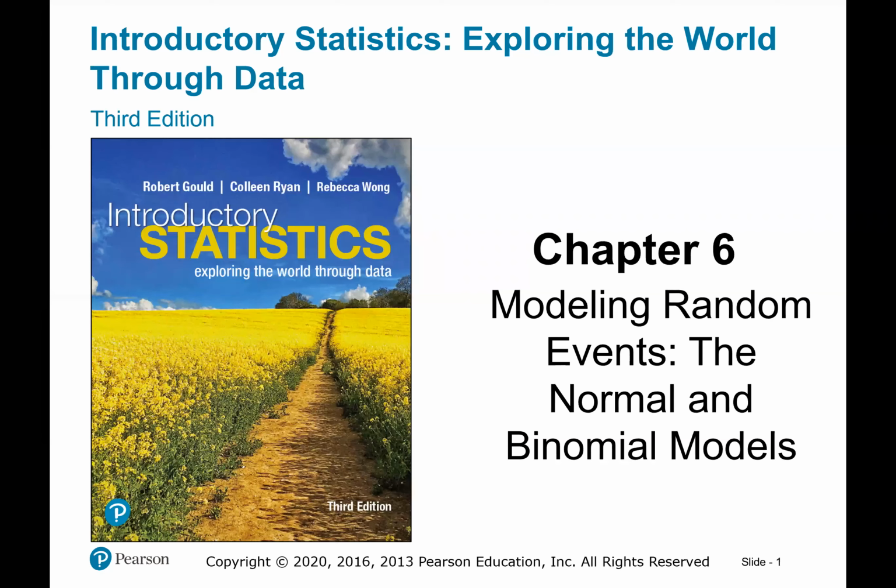Hi everyone. So today I'm gonna talk about chapter 6, introduction to statistics. In this chapter we're gonna talk about modeling random events and the normal and binomial models. Maybe we don't want to talk about the binomial models. The major thing is we're going to talk about sections 6.1 and 6.2.